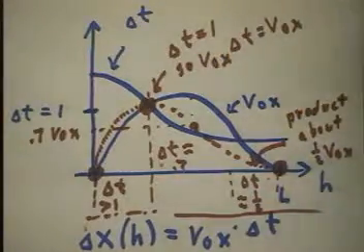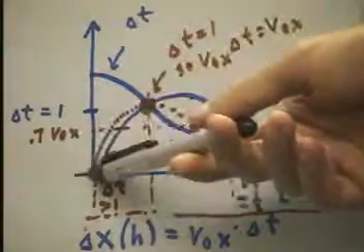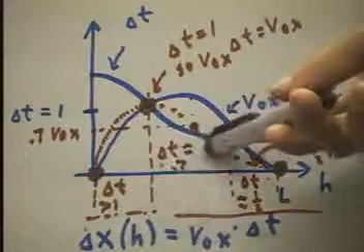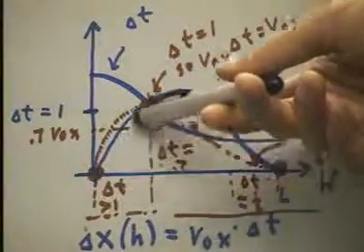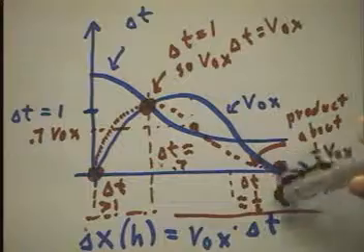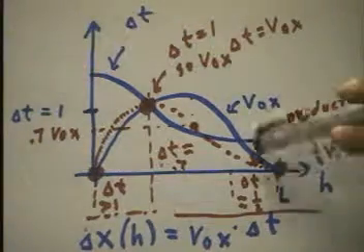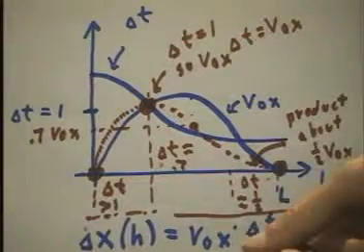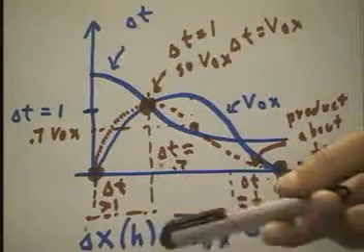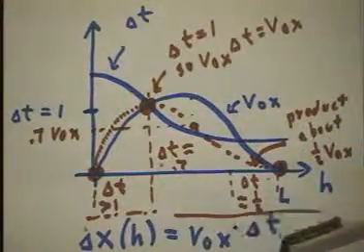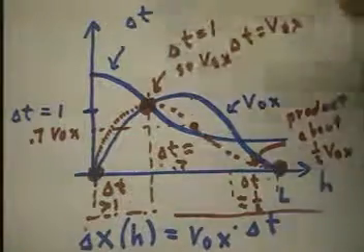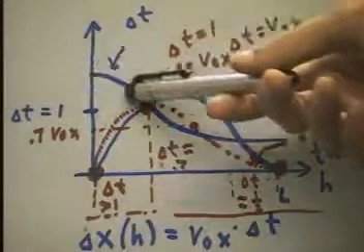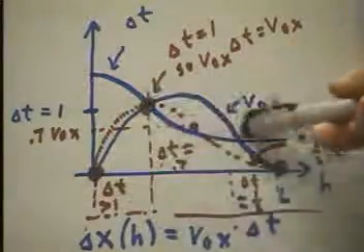Let's use now the v0x function from the previous example that goes from 0 up to a maximum and then down to 0 when h equals L. If we multiply the v0x function by the delta t function, we get the range function delta x of h, v0x times delta t. So with that in mind, we're going to multiply this graph by this graph.